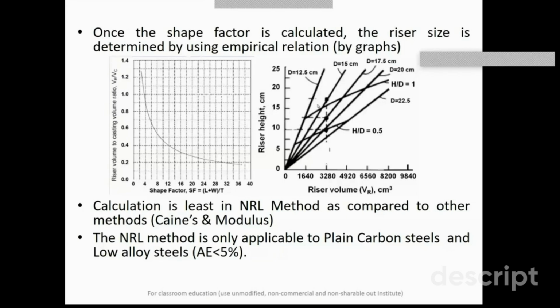In low alloy steel, the total alloying element percentage is less than 5%. So they obtained this method and tried to implement it on different materials, but they were successful in getting fruitful results only in the case of plain carbon steel and low alloy steel. And there are certain modifications of this NRL method: one of the teams from the US Navy also tried and modified the curves for different materials like aluminum and magnesium, and they have also incorporated some corrections related to the material and the shape of the casting.